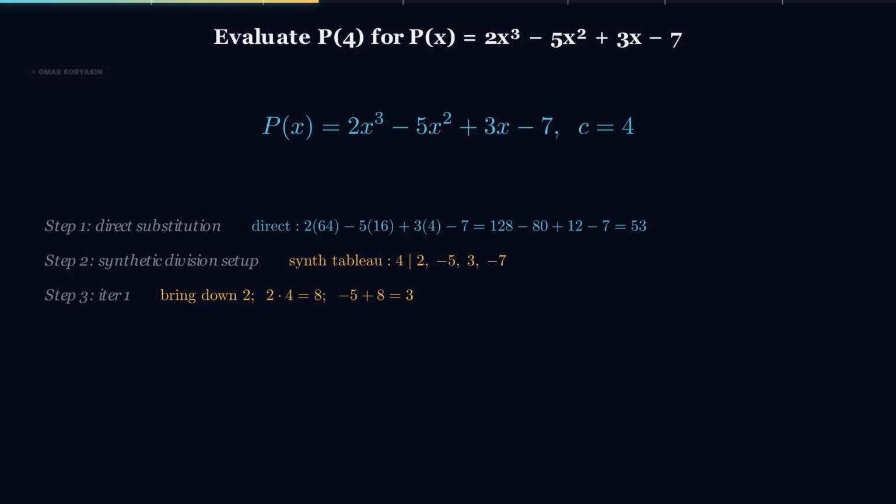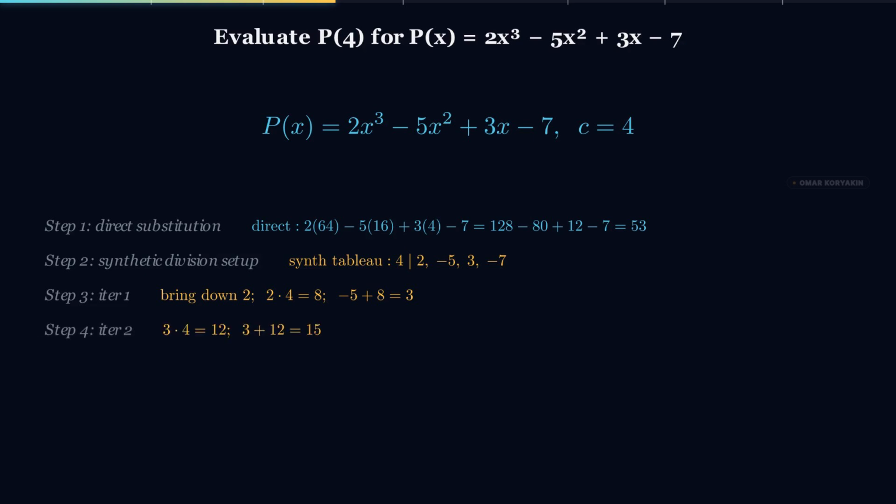Bring down 2. Multiply 2 times 4 equals 8. Add negative 5 plus 8 equals 3. Multiply 3 times 4 equals 12. Add 3 plus 12 equals 15. Multiply 15 times 4 equals 60. Add negative 7 plus 60 equals 53. The bottom right entry is 53.